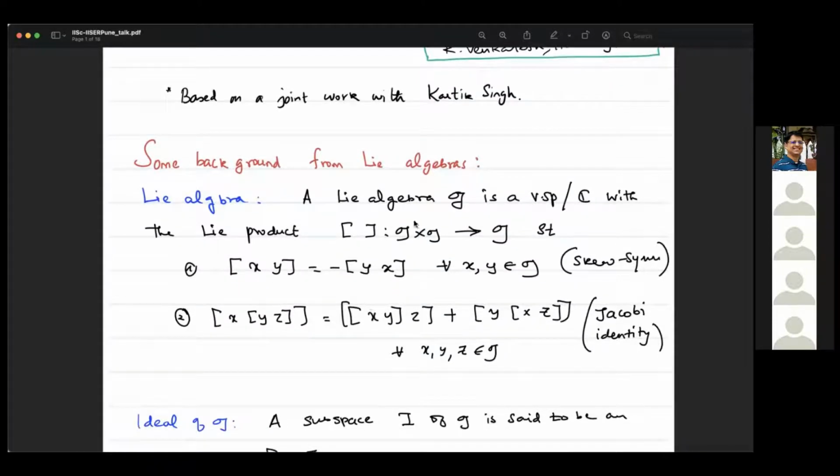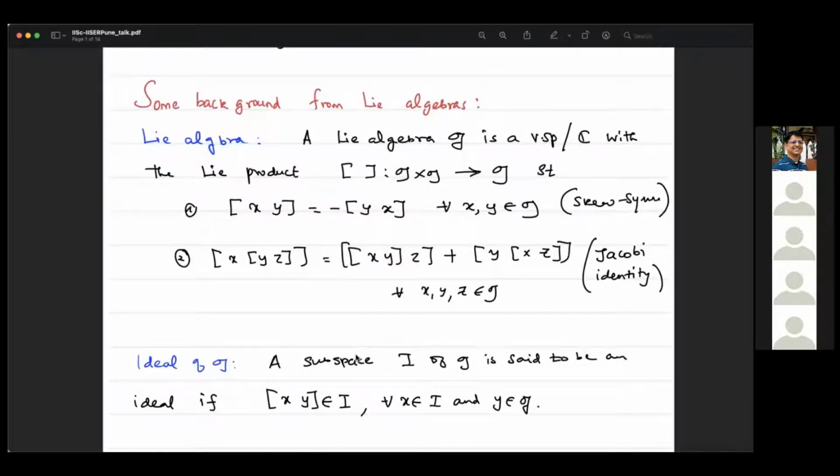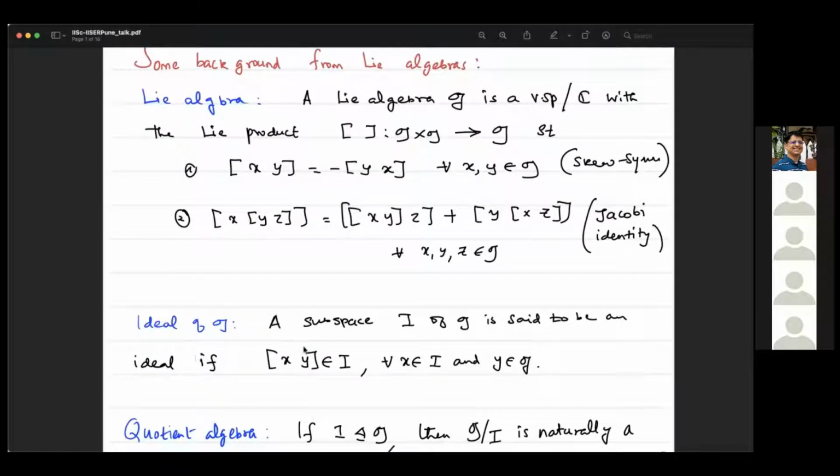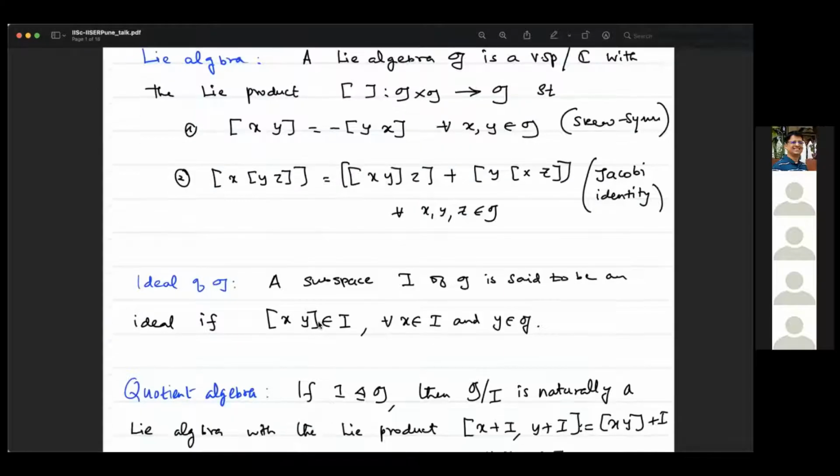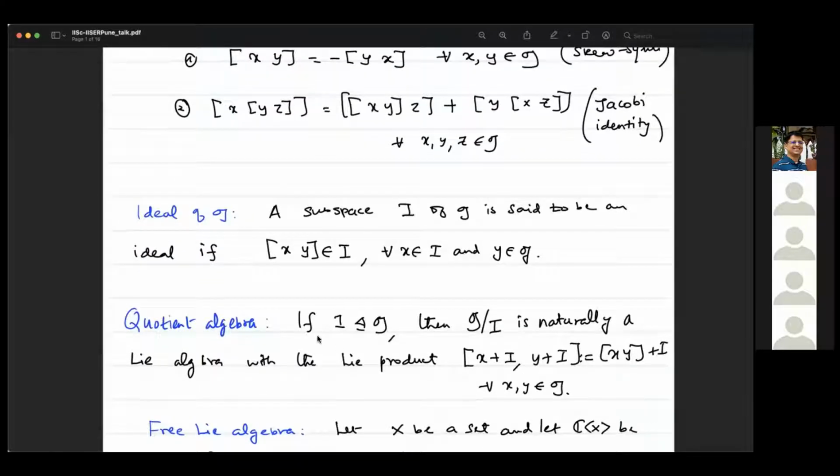As in the associative algebra case, you can also define what is called an ideal inside g. You take any element x in I and y in g, and then the product should be in I. Because of skew symmetry, we don't talk about right or left ideals, so all ideals are equal. Once you have an ideal, you can talk about the quotient algebra. You take g modulo I, the quotient space, and there is a natural product that is inherited from g, which is given here.